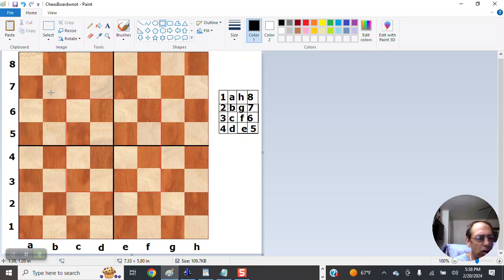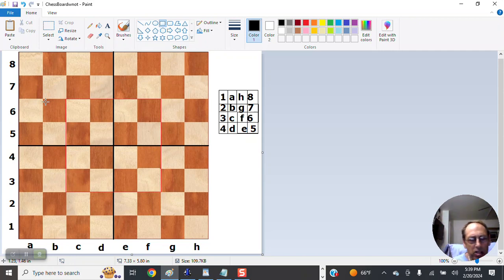In other words, you're going the other way around. From a square to a description, you're going from the description to where is it. So if I say D5, it's here. If I say B7, you go B7, it's here.